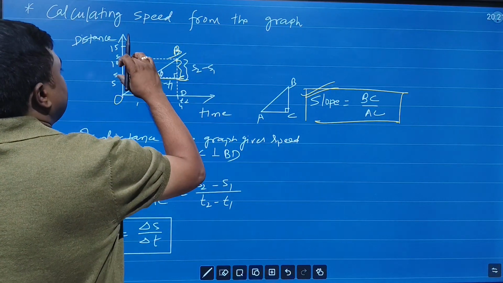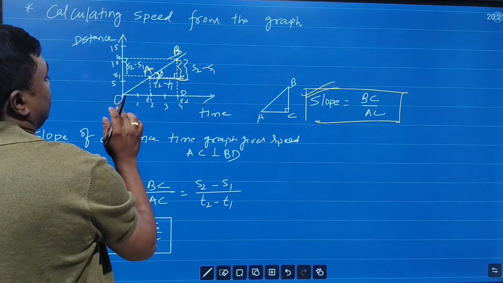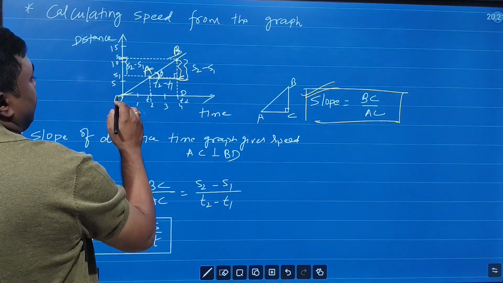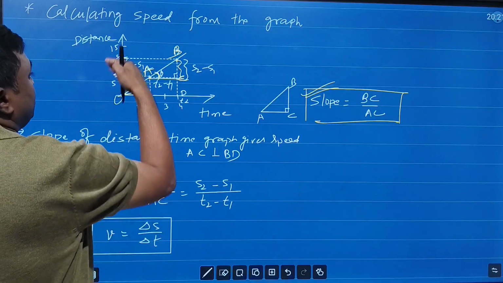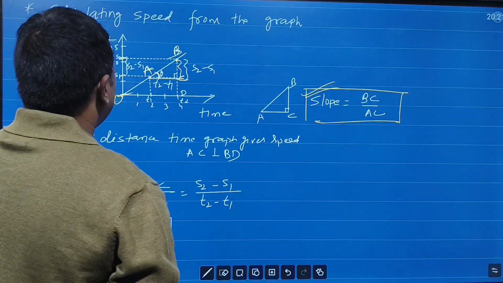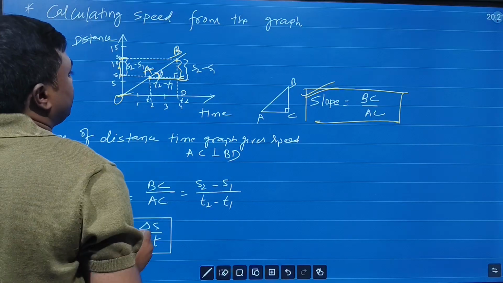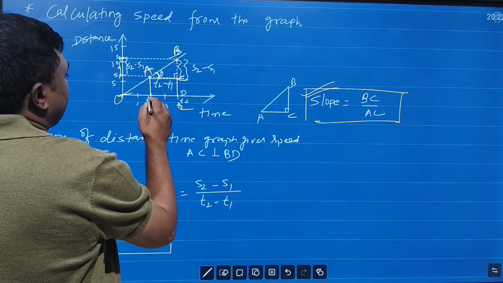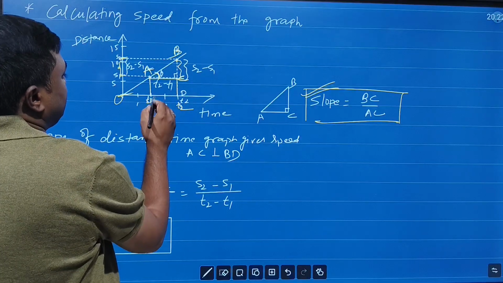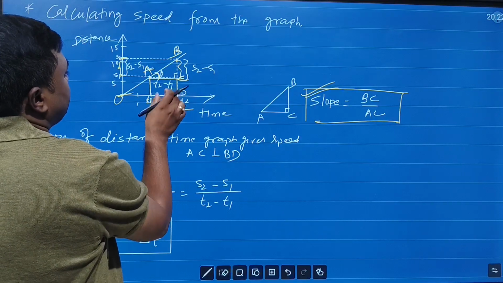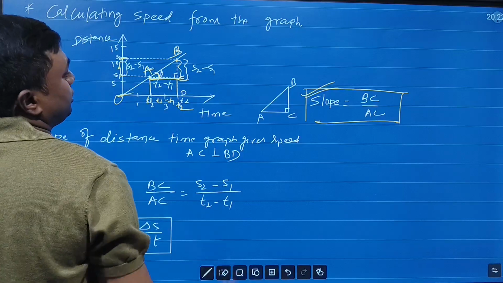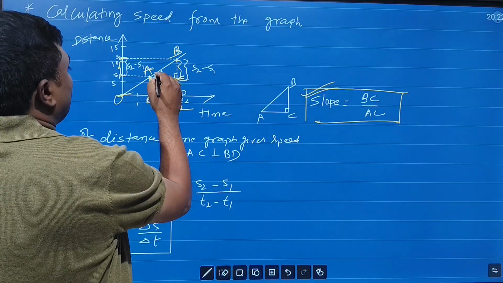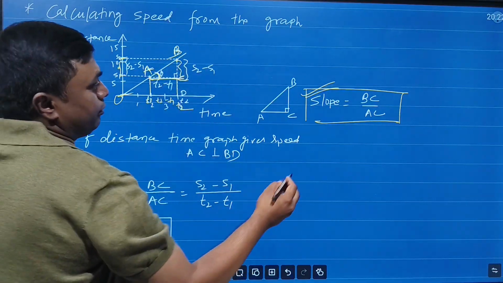What is BC? This is S2 minus S1. Here to here is S2, and here to here is S1. So two different positions are given, and this is S2 minus S1. Similarly, this time is T2, and this point is T1. So this distance is T2 minus T1, and this distance is equal to this distance, so this is also T2 minus T1. So what is this slope? BC by AC. You can remember.